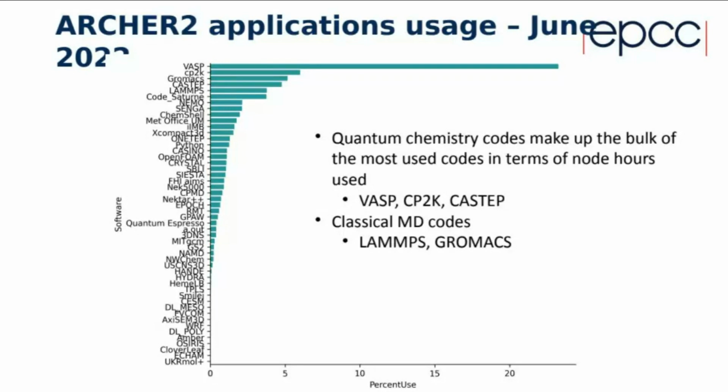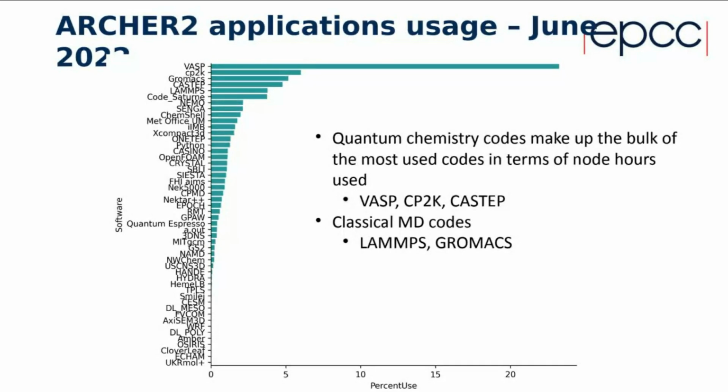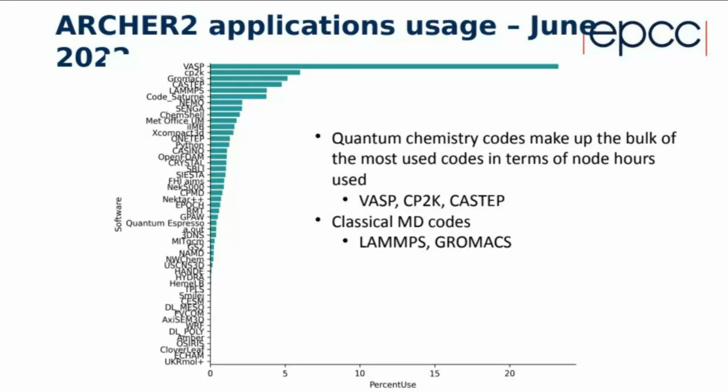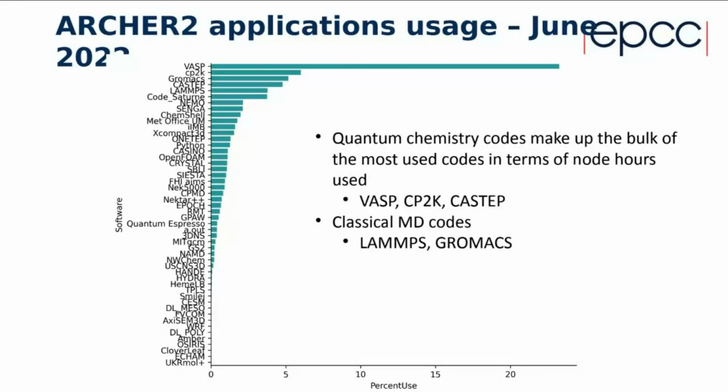This is the usage in terms of core hours on ARCHER2 for June, so last month. You can see here VASP is the most used application, and then there are others: CP2K, GROMACS, CASTEP, and LAMMPS. These are typically quantum chemistry codes and also classical MD codes.